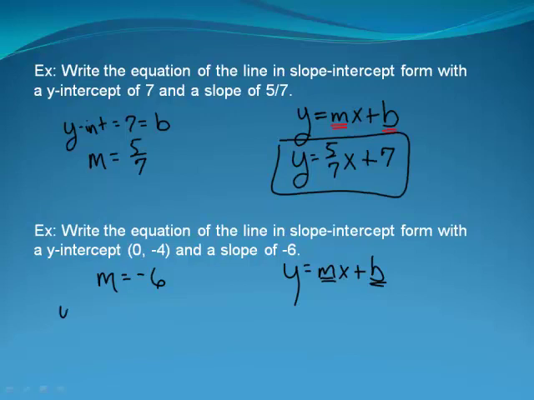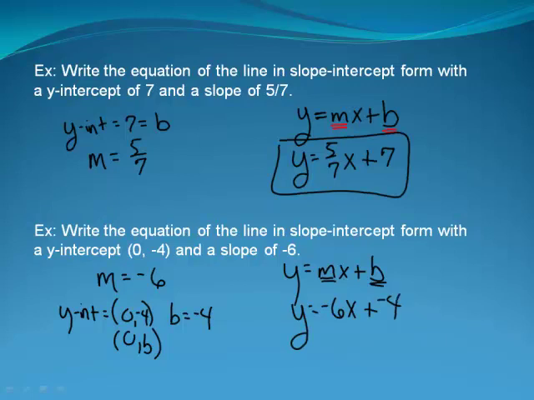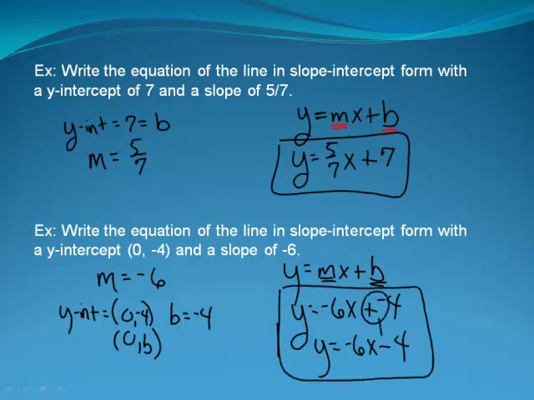And then the y-intercept here, they give you an ordered pair, which is fine. Okay, (0, -4). That's always (0, b). So b is -4. And plug those values in. You get y equals -6x plus b is -4. Or if you want to change that plus negative to subtraction, y equals -6x minus 4. Both of these say the same thing. Here I just changed adding a negative to subtraction.